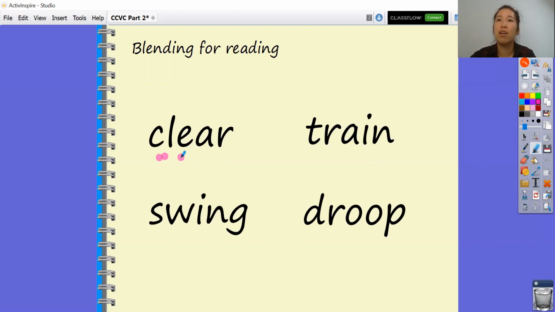And this is a trigraph. I know that we have trouble spotting this one. So this one is this one. Okay. Can you remember what this one is? This one is ear. So I've got cl, ear, clear, clear.